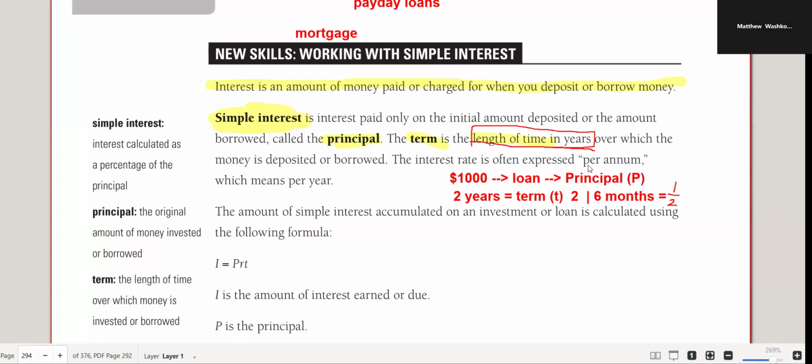Now, we usually say per annum, which means per year. So you're going to see this a lot. We're going to be using some more official terminology here. We're also going to see things like quarterly, bi-weekly, semi-weekly, bi-monthly, semi-monthly, biannually, semi-annually, and so on and so forth. We're going to be seeing these terms, so it's important to know what these all mean.